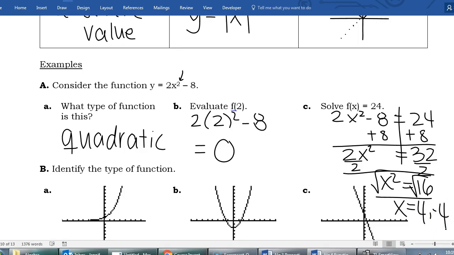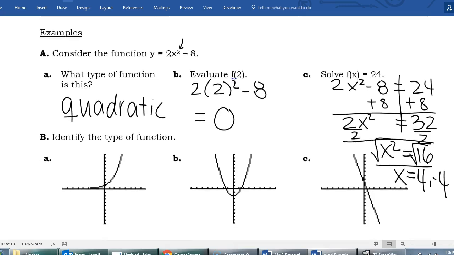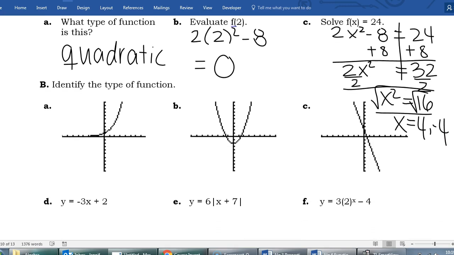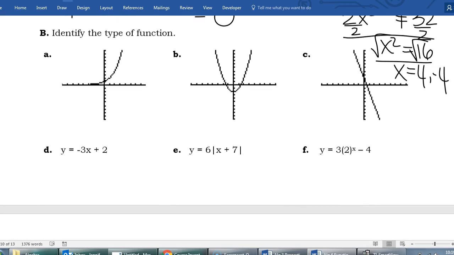Letter B, I have a couple pictures and I believe a couple of equations. We're just going to identify what type of function it is. So letter B, that graph is an exponential graph. It starts low, takes off like a rocket ship, exponential. Let's write a capital E for exponential. Looking at the next graph, it's a U-shaped graph. U-shaped graphs are called quadratics, Q for quadratic. Letter C, that is a line, no special funky movement to it, L for linear function.